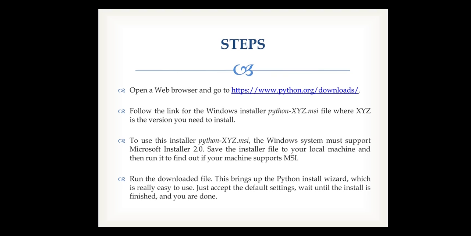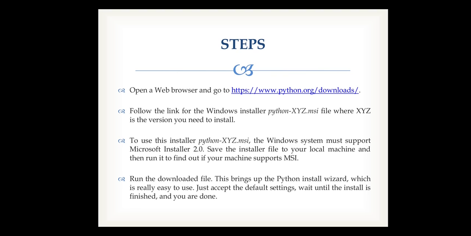Open a browser and go to the site www.python.org. Then go to downloads. Follow these links for the Windows installer, that is Python XYZ, where XYZ is nothing but the version, and you will get the latest version there. You have to decide which version is suitable for your Windows. If your Windows is 64-bit, there will be a different version. If your Windows is 32-bit, there will be a different version.